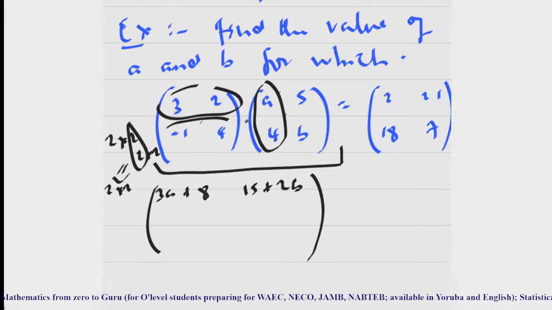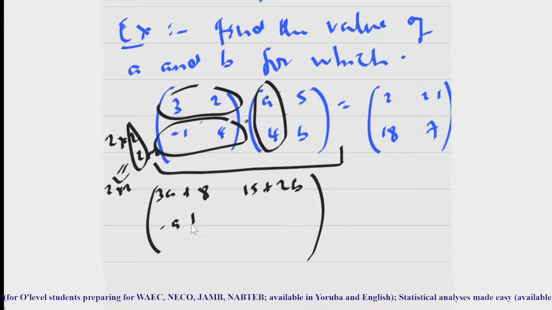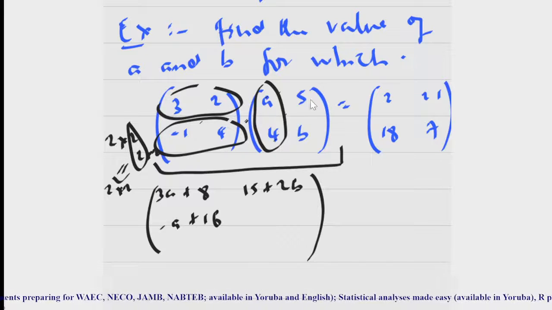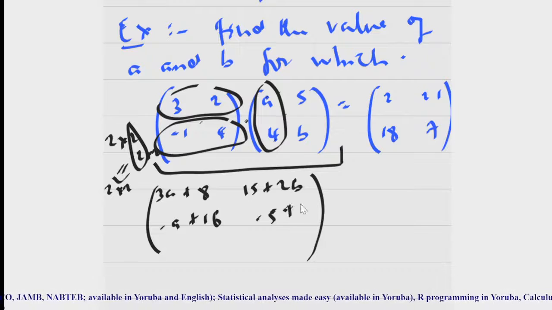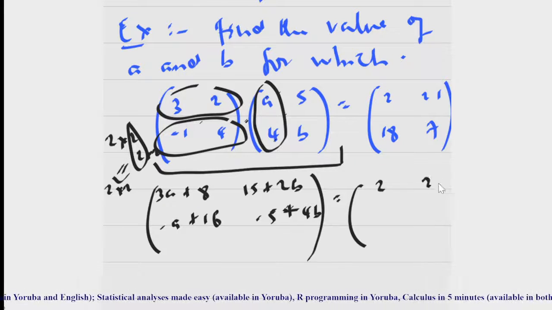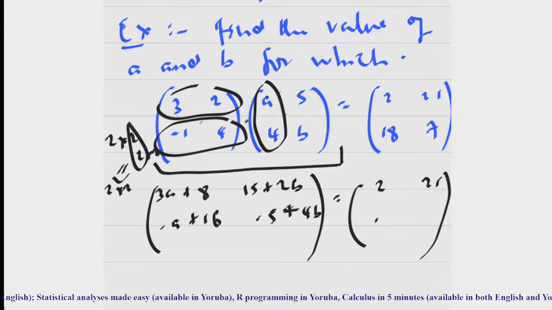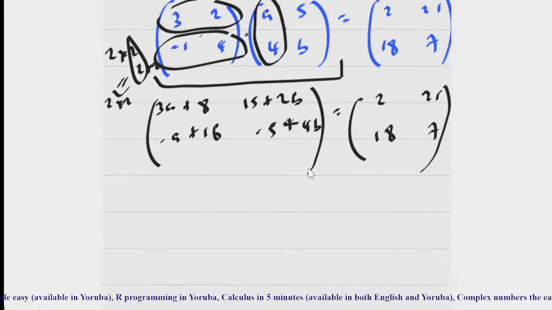So then you now move to the second row. Minus 1 times a, minus a. 4 times 4, 16. Minus 1 times 5, minus 5 plus 4b. So equals to 2, 21, 18, 7. So you will see that we've resolved it to what? To a single matrix on your left hand side.